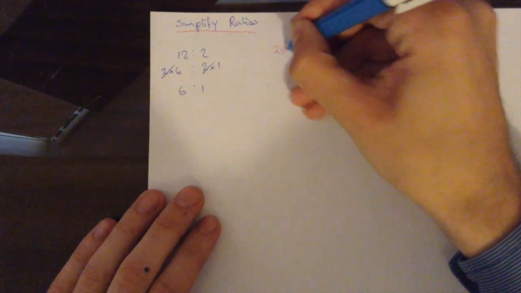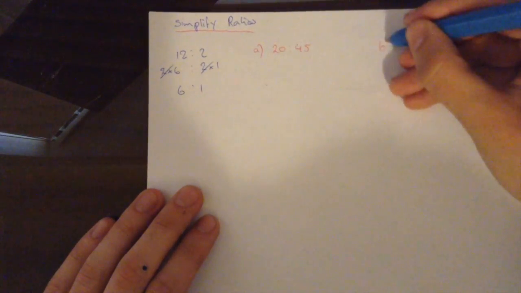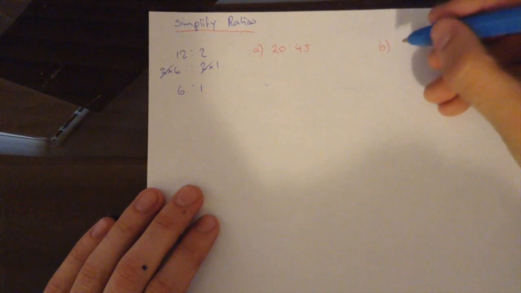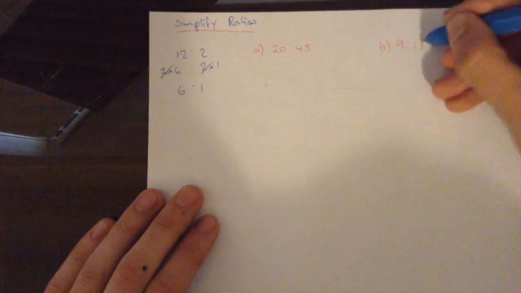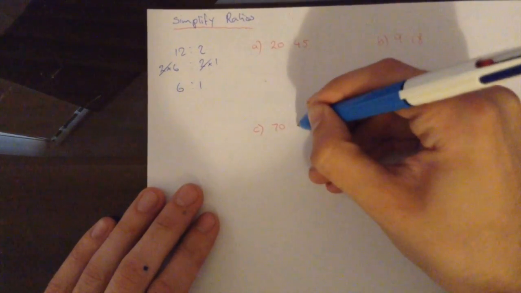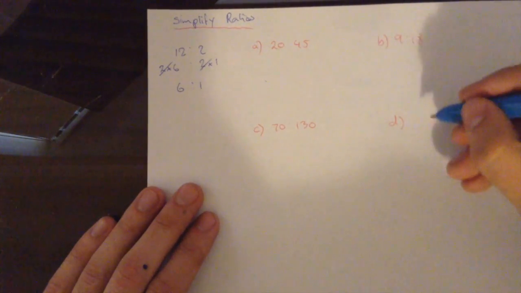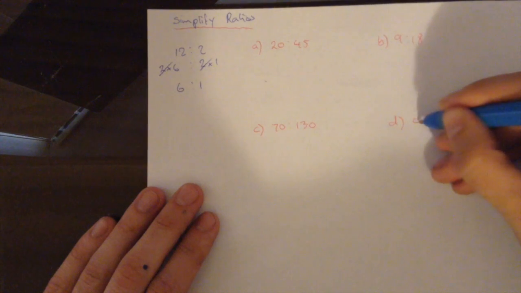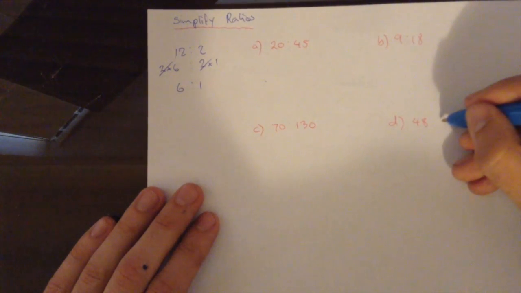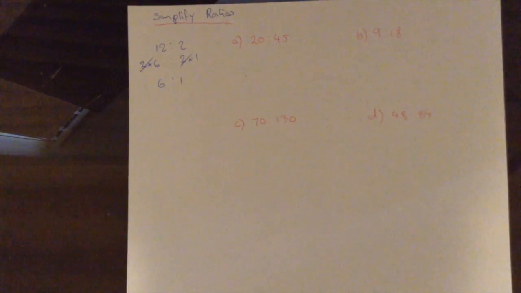What I want you to do now is press pause and attempt the questions that I'm about to write up. That is 20 to 45, 9 to 18, 70 to 130, and 48 to 84. So press pause now and attempt these questions.